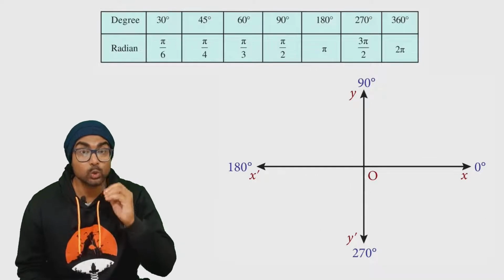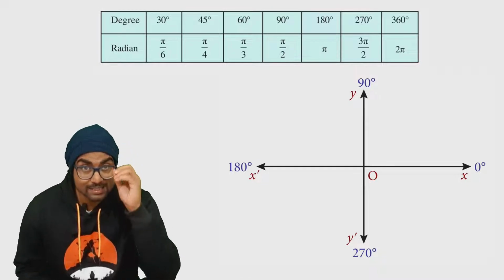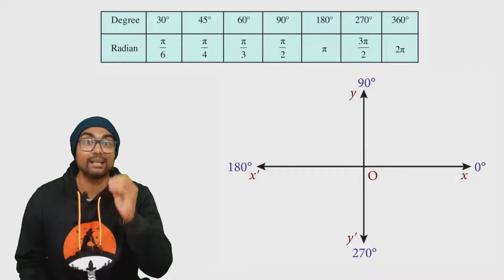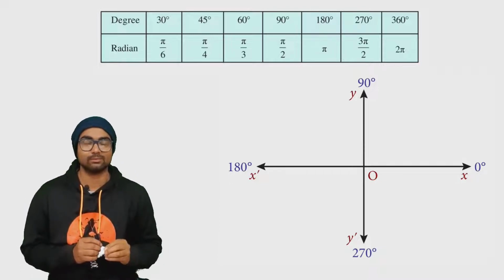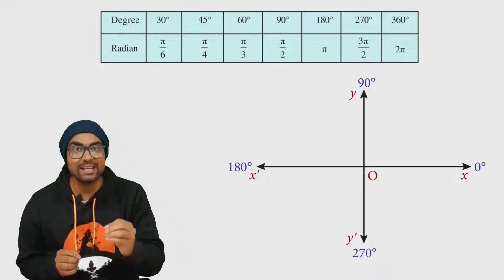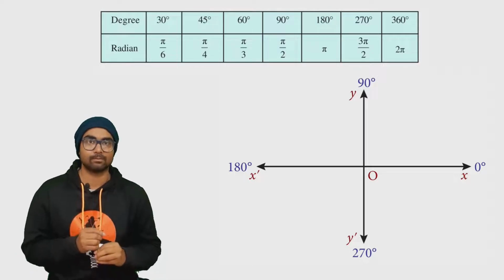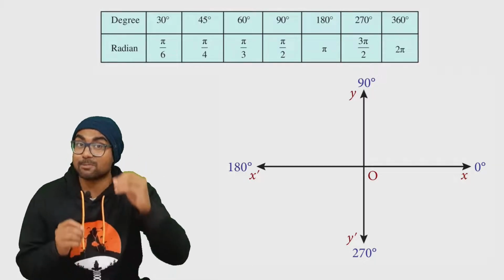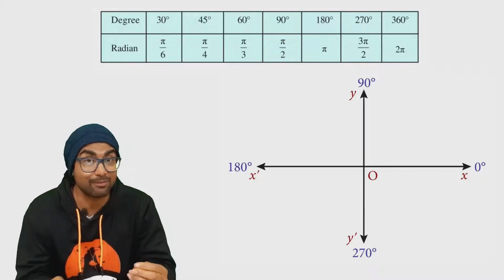And this 360 degree is known as 2 pi radian. 360 degree is equal to 2 pi radian. Now if this 360 degree is 2 pi radian, then 180 degree will be pi radian. And if 180 degree is pi radian, then 90 degree will be pi by 2 radian. And if 90 degrees is pi by 2 radian, then 45 degrees is pi by 4 radian.